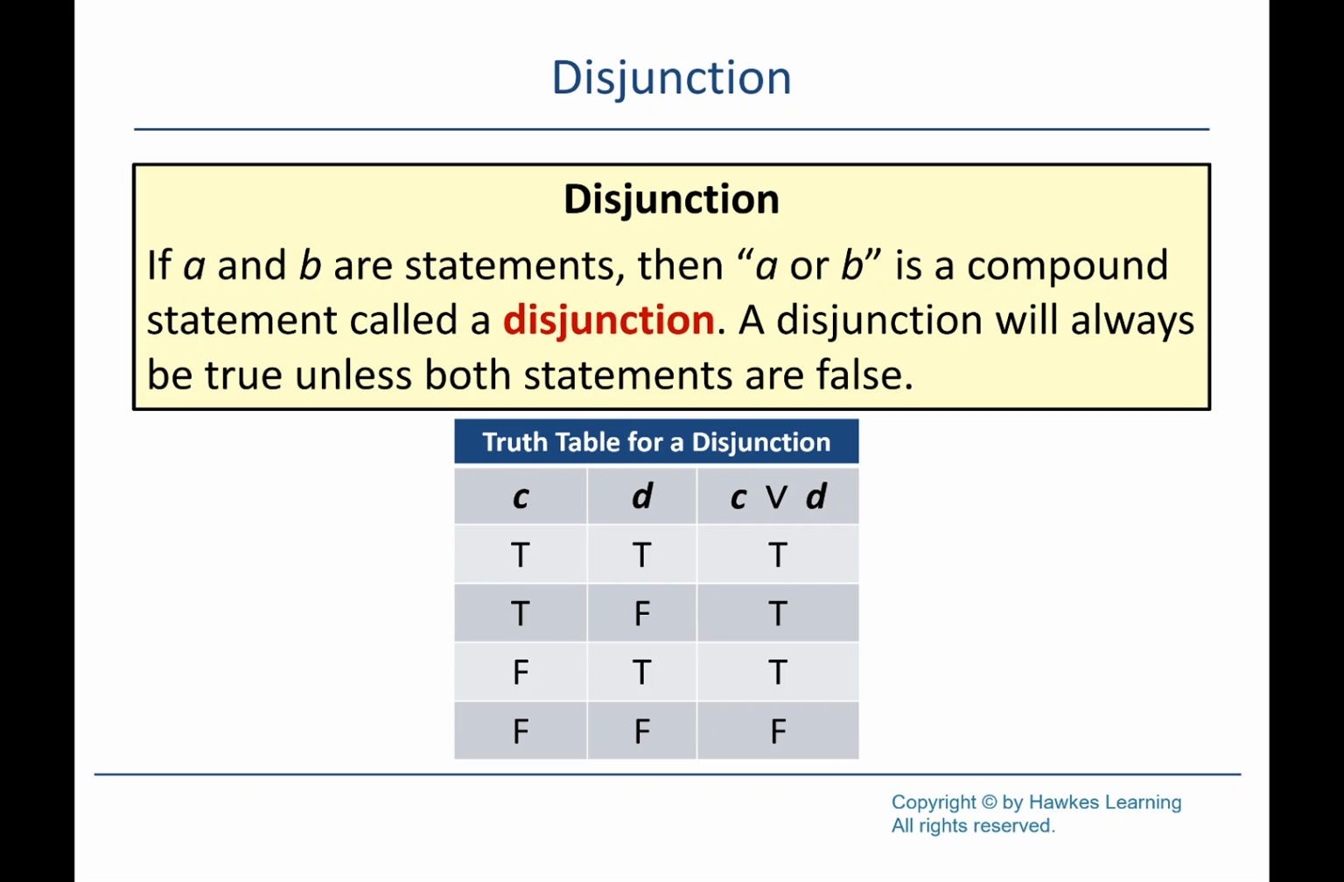The way I think about it in my head is with an or statement, if either simple statement is true, the whole thing's true. And so here, they're both true, so it's true. Here, the first one's true, so it's true. Third row, the second one's true, so it's true. And the only way it can be false is if everything is false.